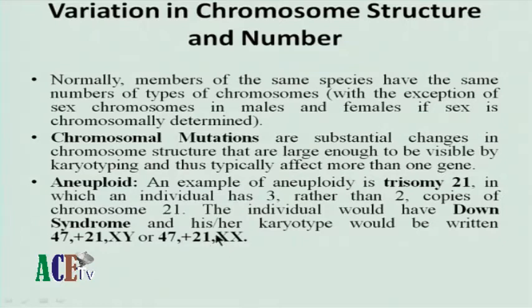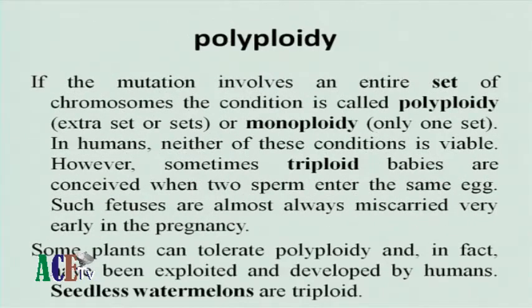So his or her karyotype will be written as 47, because of the extra one that you have at 21. What causes most of this is non-disjunction. You have non-disjunction of this chromosome at anaphase. That means that the 2 copies move together, so they didn't separate. The 2 of them just move together.